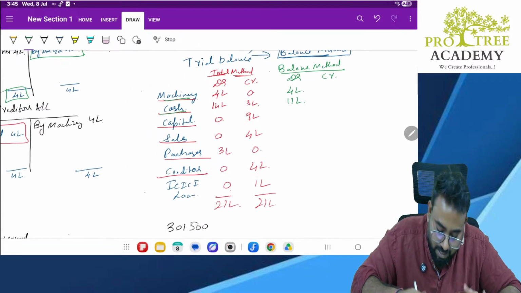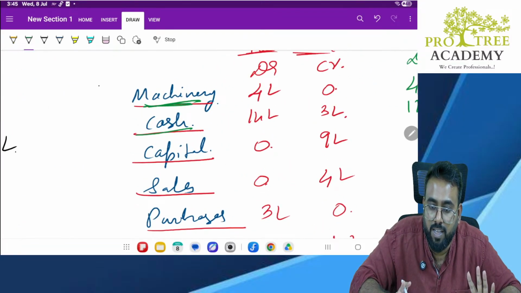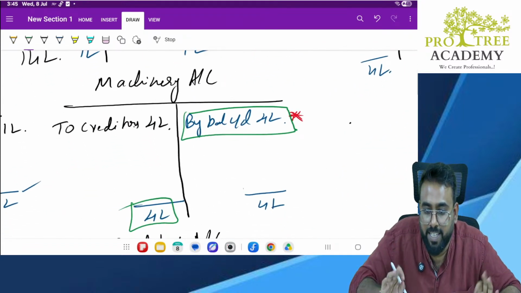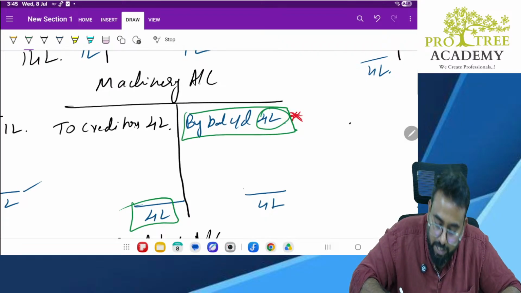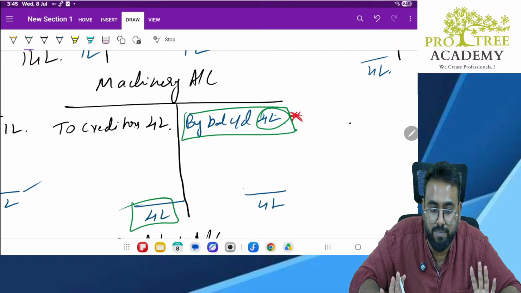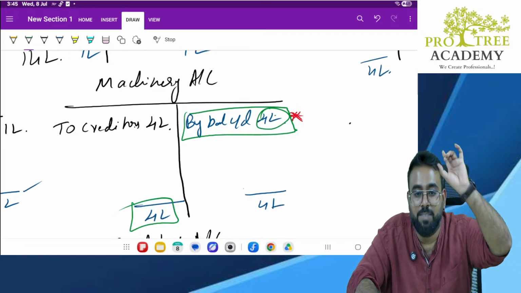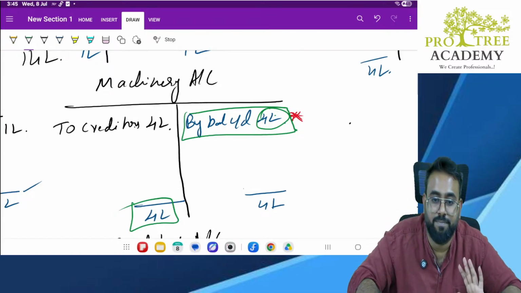Both methods balance. Machinery is which account? Asset account. Asset account will have what balance? Correct? So, one thing is sure, you have to write the amount on the debit side. What is the amount you have to write down? Balancing figure. Balance method, the name itself says balance method. Balance method means what is the balancing figure? You have to write down that figure.